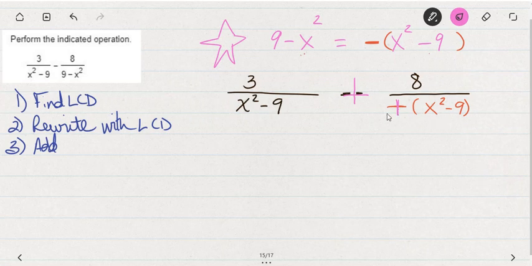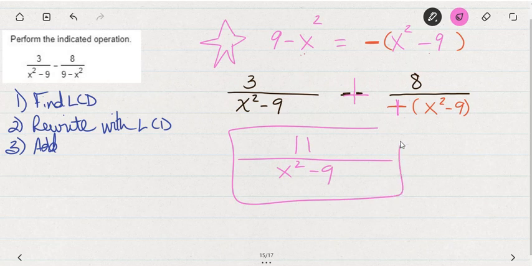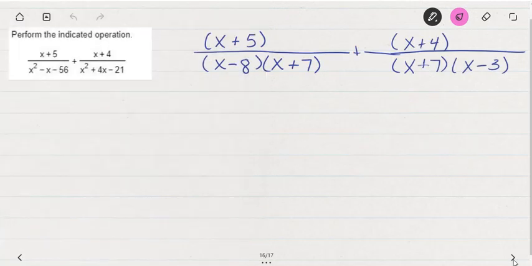So now we have a common denominator of x squared minus 9 and the numerator of 3 plus 8, or 11. And there's nothing to simplify, so we're done with that one. We can box it. Let's look at one more example where it's maybe a little more complicated.